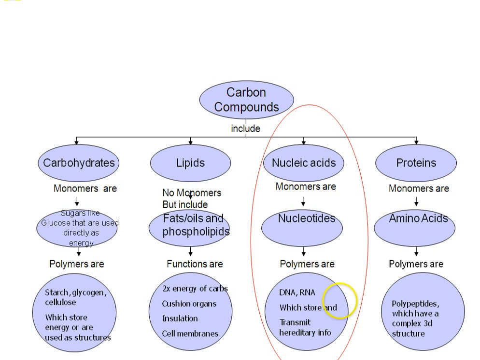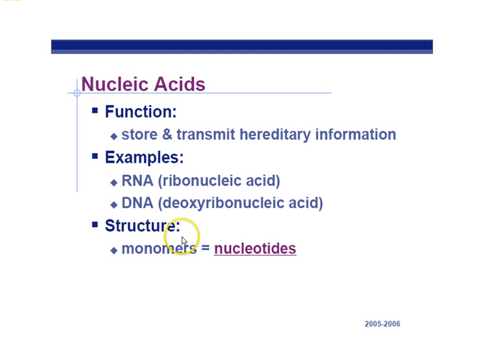Nucleic acids. Nucleic acids function to store and transmit hereditary information. Examples are RNA and DNA. Structure: the monomers, or the building blocks, are the nucleotides that are strung together to make the DNA or RNA.